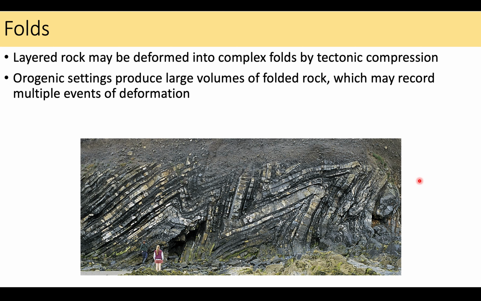Orogenesis, or mountain building, generally produces a huge volume of folded rock. So we can see quite a bit of deformation where there is orogenesis. We often see a lot of folded rock, and we can also see many different folding events. So over the course of orogenesis, there's going to be many different events of folding. So big mountain ranges can be a very good spot to see this incredible folding structure in the rock layers.